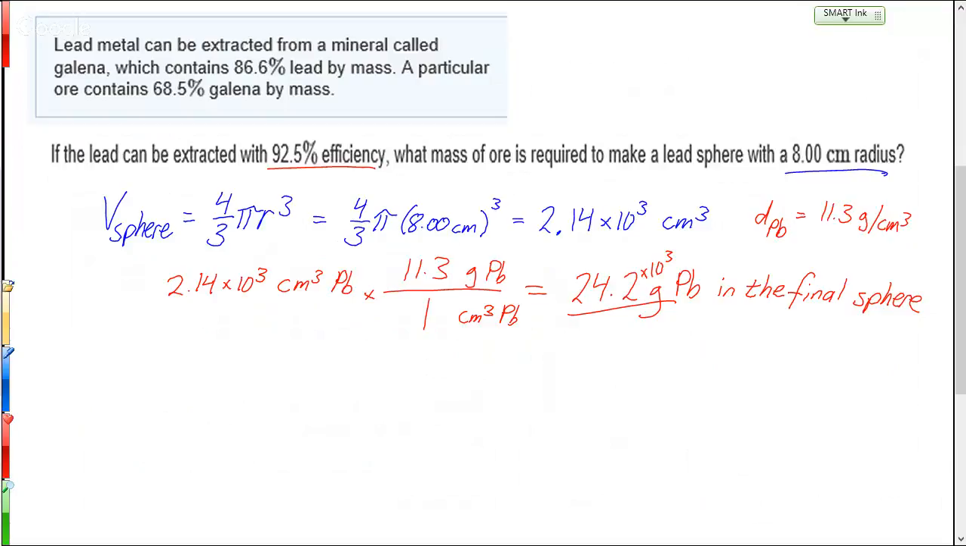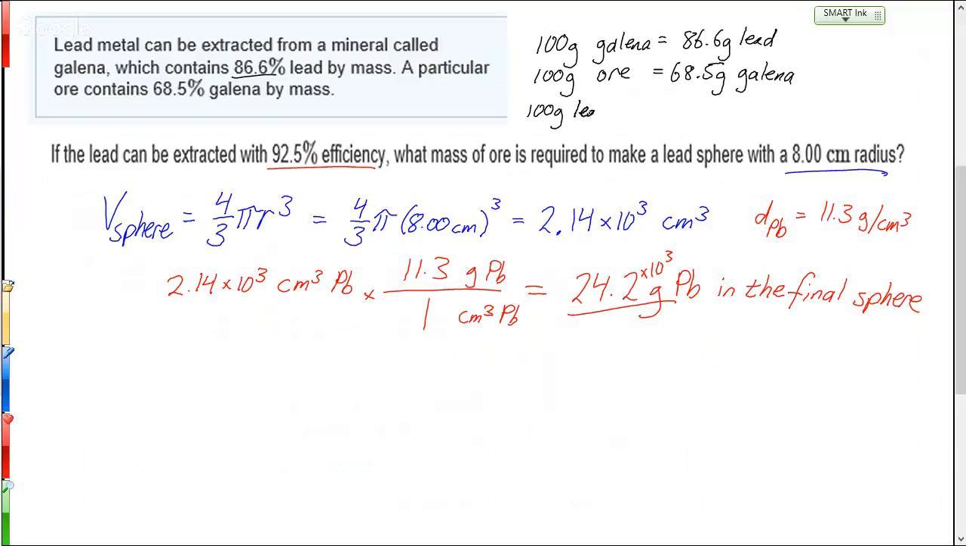Let's write all these down. A percentage is percent, which means per 100 of something. That's what percent means. So we can set that up to look like this. As you're saying, every 100 grams of galena has 86.6 grams of lead. Every 100 grams of ore has 68.5 grams of galena. All right, and then finally we have to deal with this efficiency thing. So that means that for every 100 grams of, we'll just make up a new unit and call it lead from galena, we only actually get 92.5 grams of pure lead.